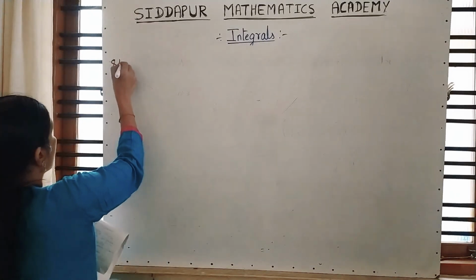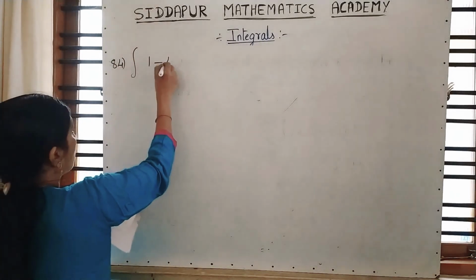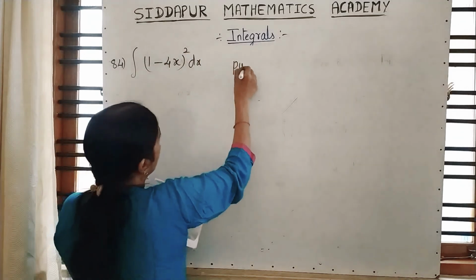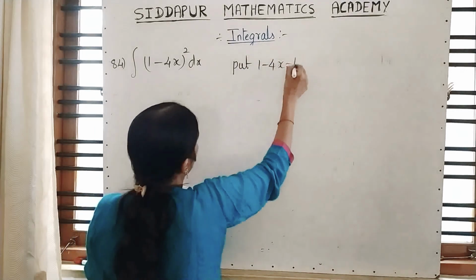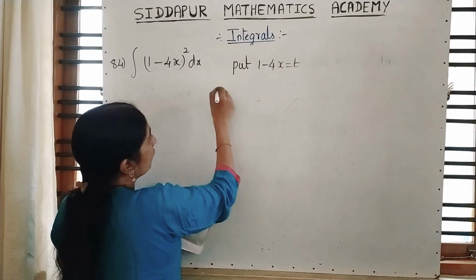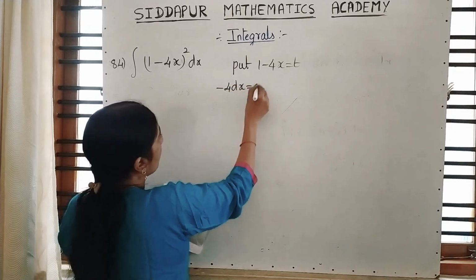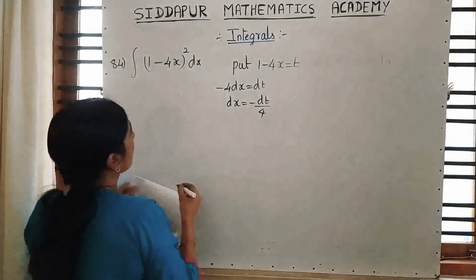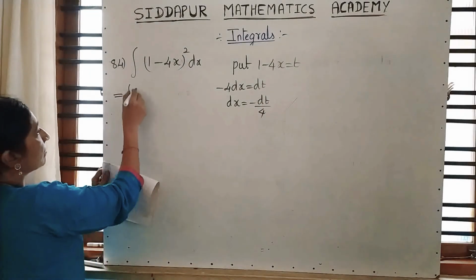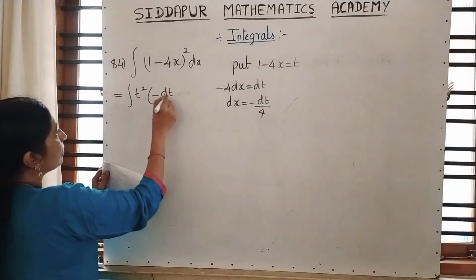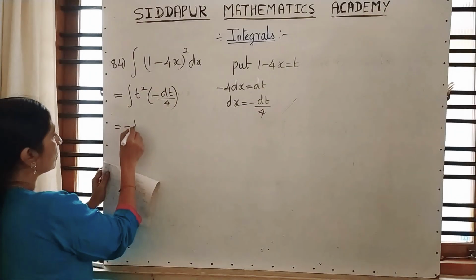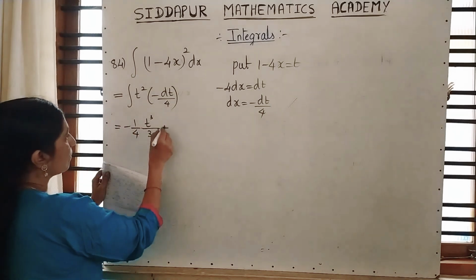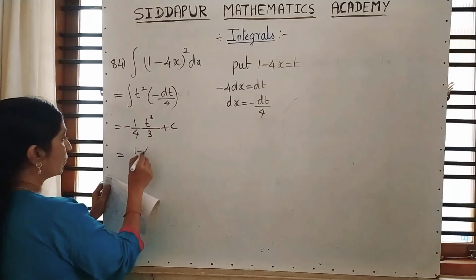Question number 84. 1 minus 4x whole square. So here I did substitution. Put 1 minus 4x is equal to t. The derivative of 1 minus 4x is minus 4, so minus 4 into dx is equal to dt. Minus 1 by 4 outside, t square is, write down the t value.